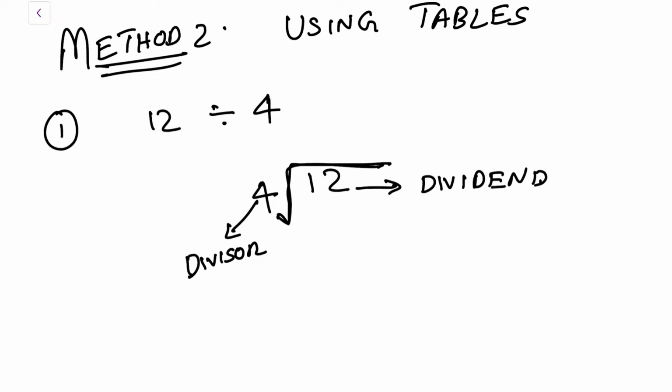And now we need to see, this is how we work. 4 into what is 12? So you need to know the tables of 4. Let's write it. 4 into 1 is 4. 4 into 2 is 8.